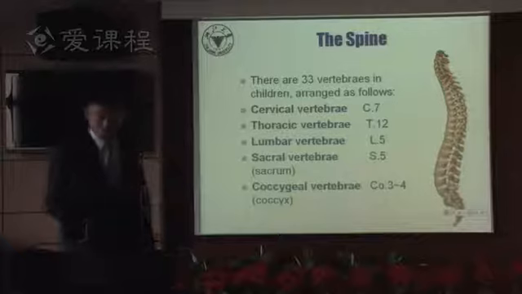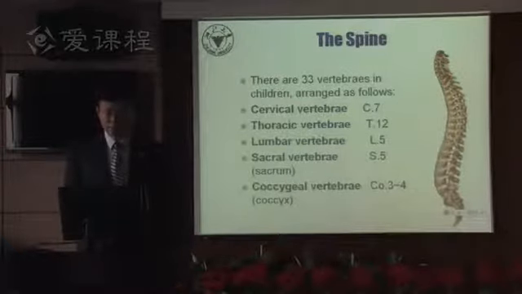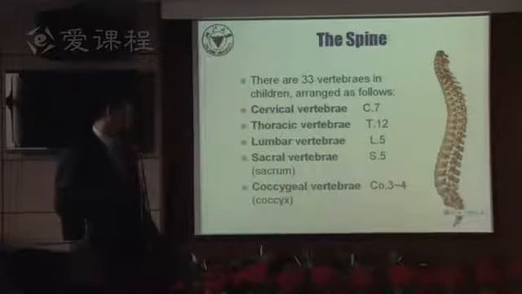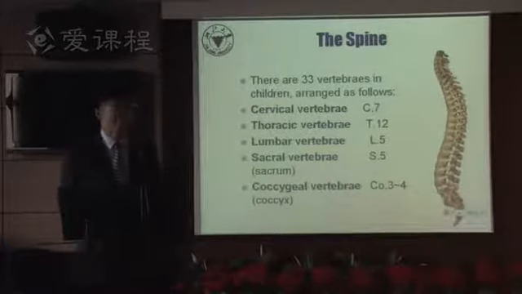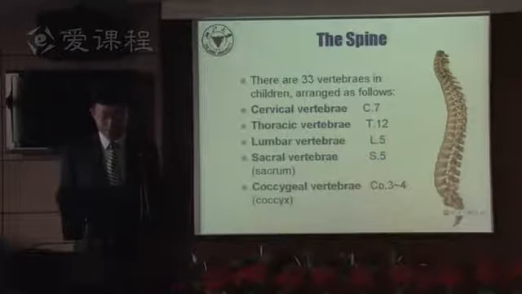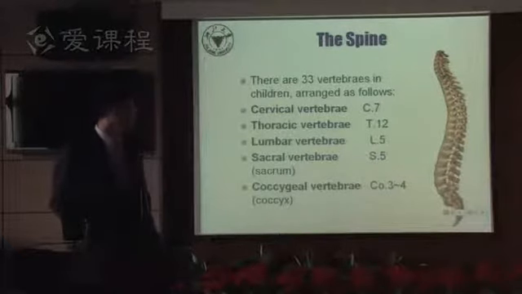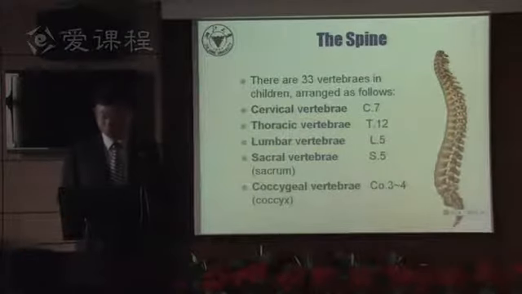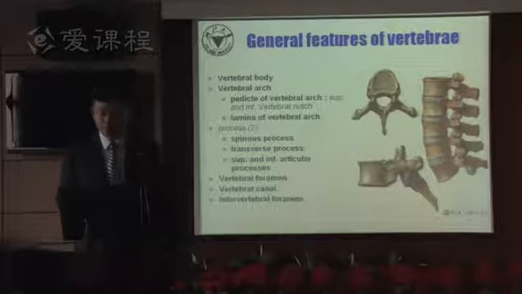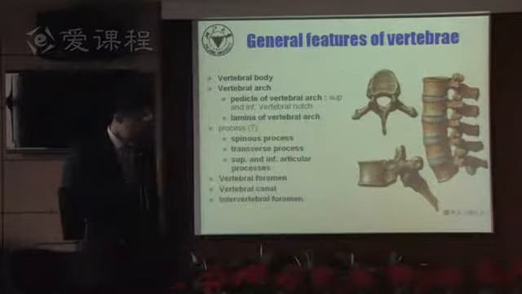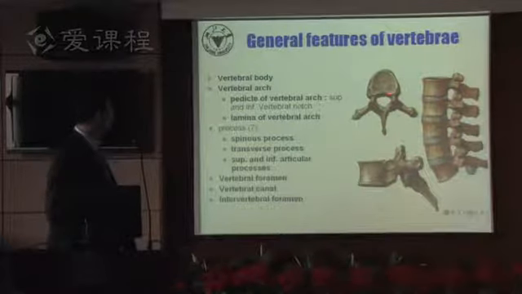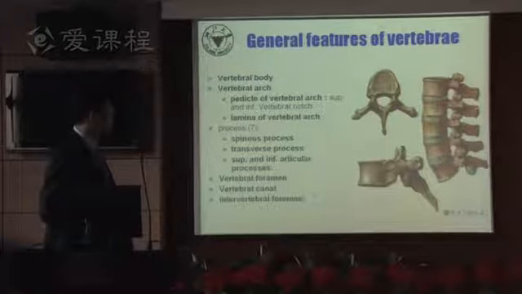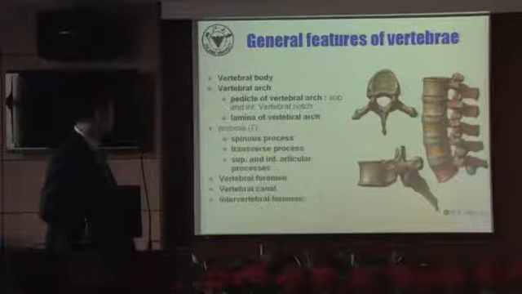The spine anatomy. Now we can see there are about 33 vertebrae in children, arranged as follows: cervical vertebrae 7, thoracic vertebrae 12, lumbar vertebrae 5, sacral vertebrae 5, and the coccyx 3 to 4. General features of vertebrae: vertebral bodies, vertebral arch, spinous processes, transverse processes, vertebral foramens, and vertebral canals.